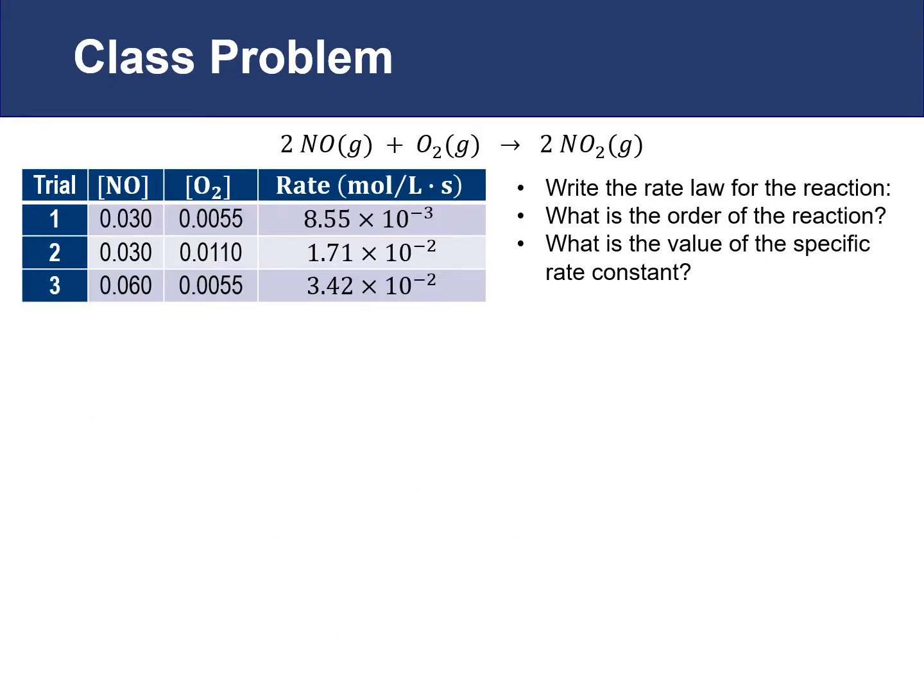So let's now look at how we would use this method of initial rates to determine the rate law for a particular reaction. So let's say we have our reaction here. We have two reactants.